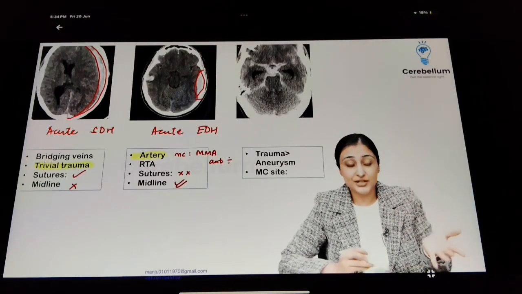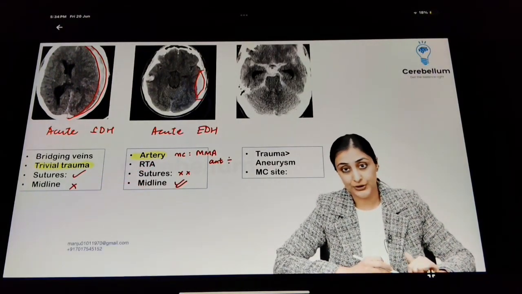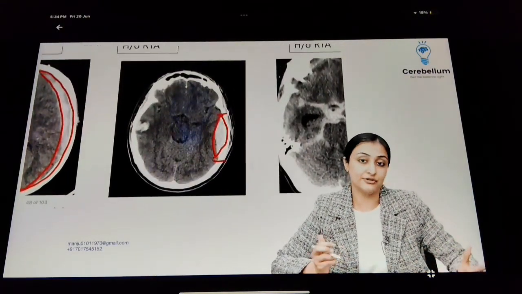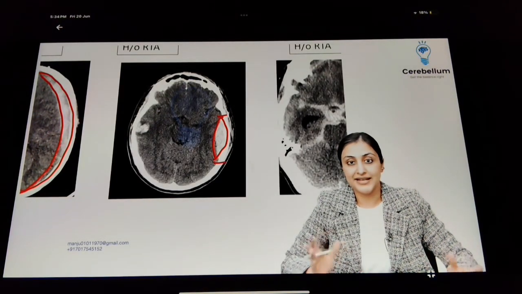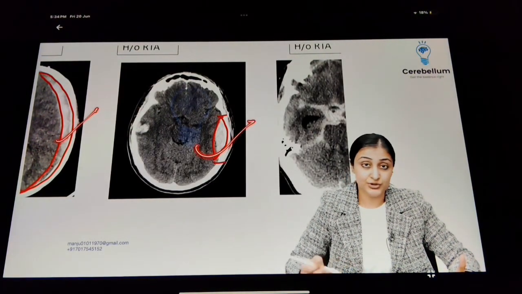So remember either one of them and then just invert it for EDH. Okay. Now this is not it. If you look at the CT scan carefully, you can also see there is one more white lesion here. Now this is not an extra-axial bleed. Extra-axial means outside the brain, like subdural, extradural. They are meningeal bleeds, isn't it?